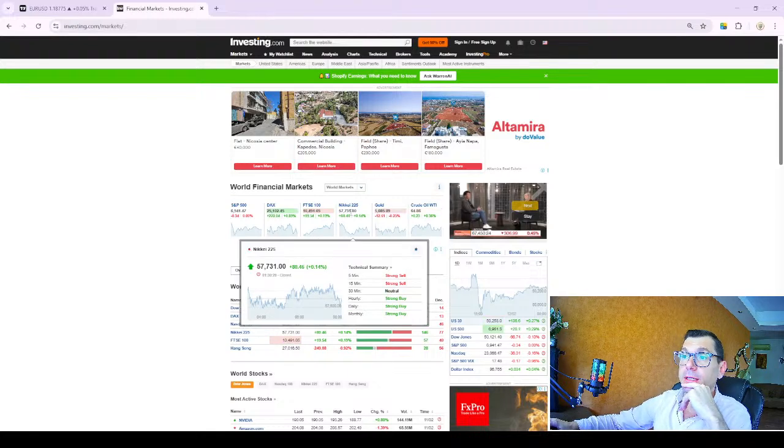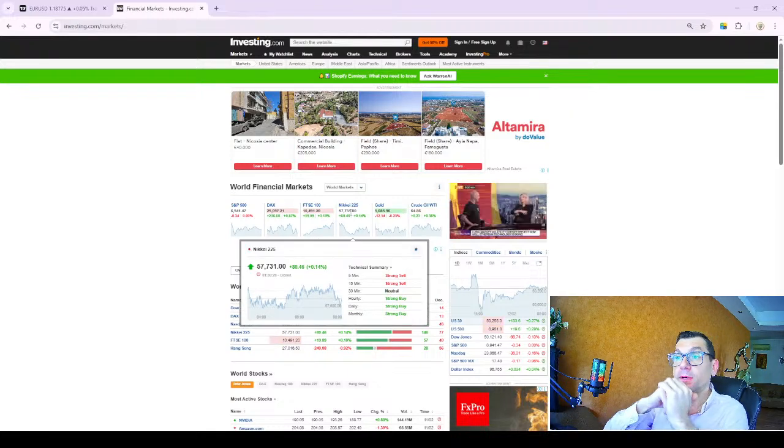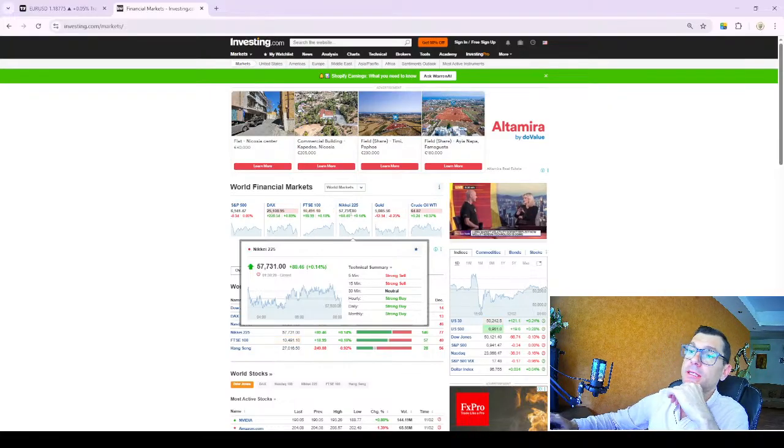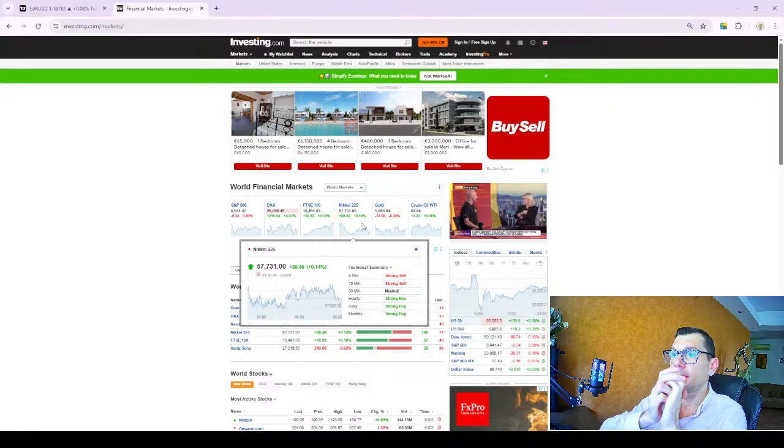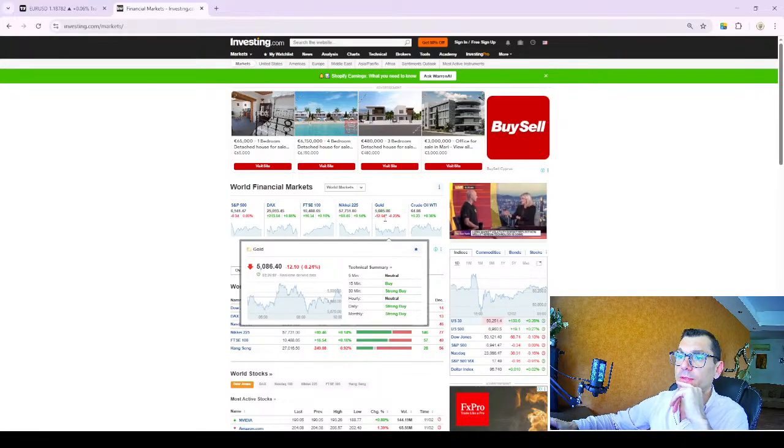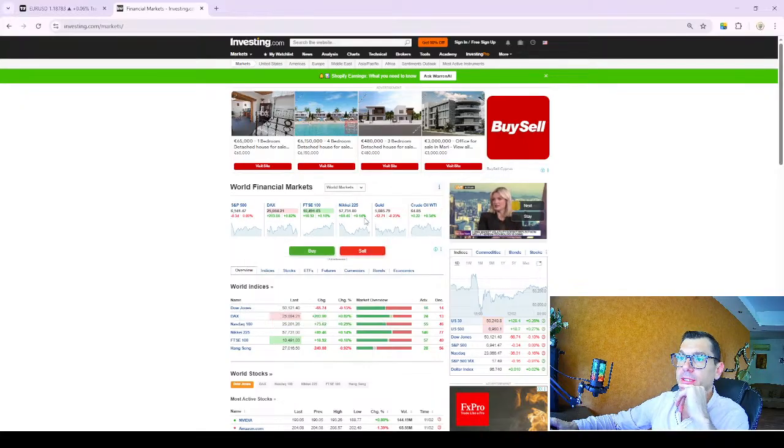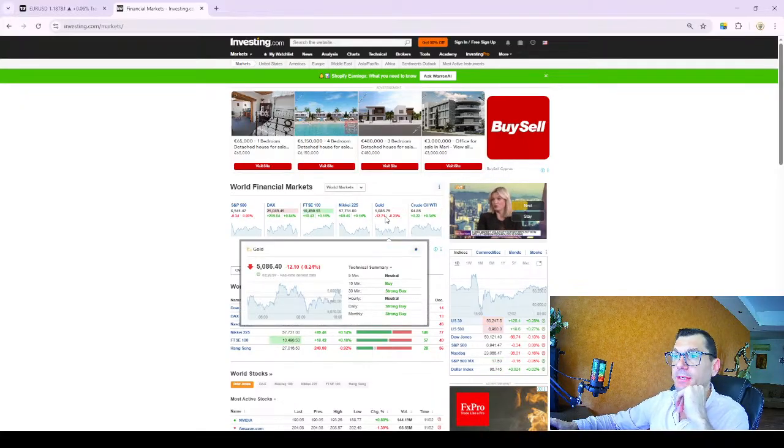Now, Nikkei 225, that's 225 biggest companies in Japan. Okay, so you can see that Japanese index also going up today, right? Which is cool, right? Also means that the Asian market is on the move as well. Now, gold gone down by $12. Okay, and you can see minus $12 today, right? It's at the level of $5,085, right? At this point of time.